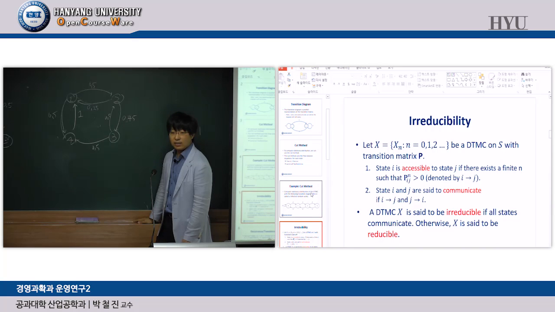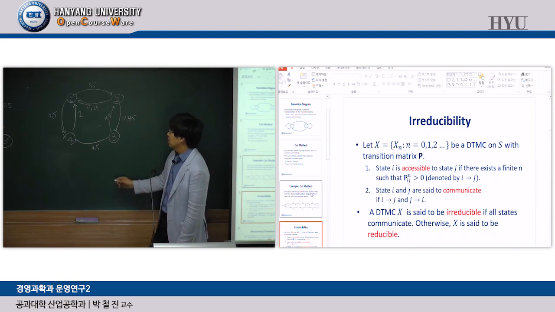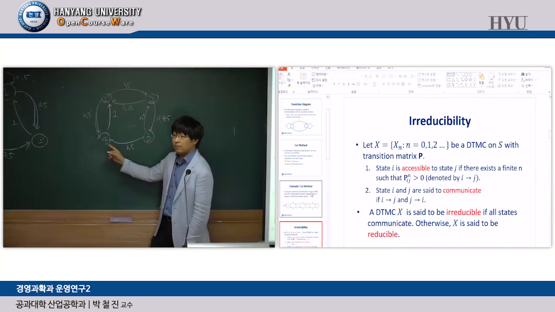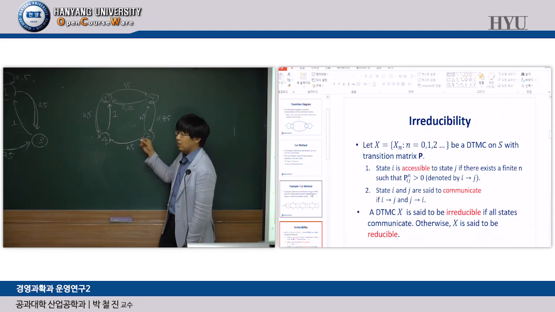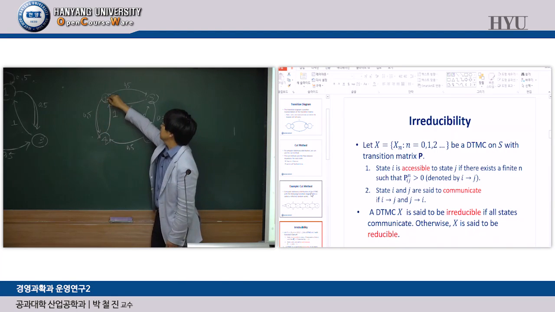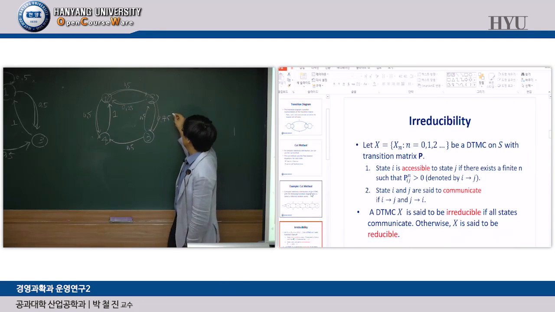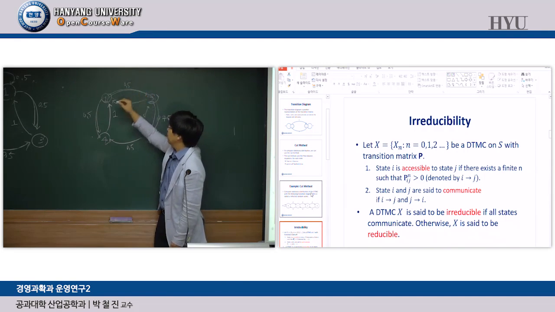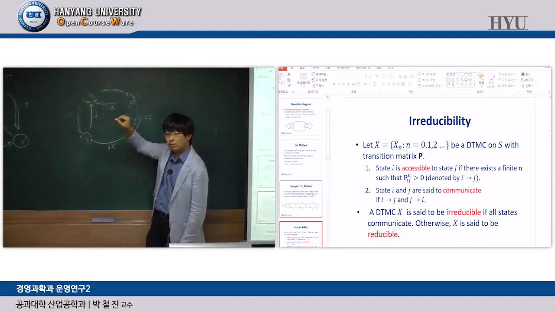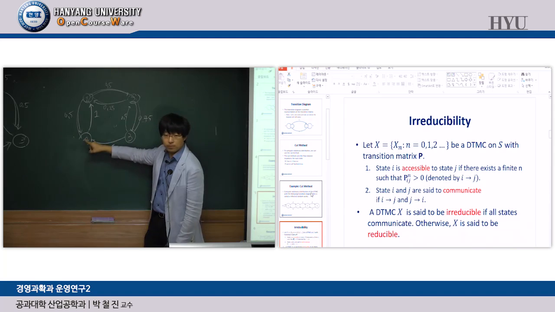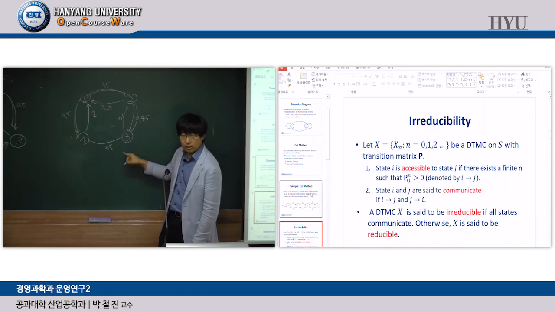Irreducible or not? Irreducible, right? So let's think about accessibility from 4 to 3. Even though we consider this way with 3 steps and 0.75 times 0.5 times 1 probability, non-zero probability, we can access from 4 to 3.